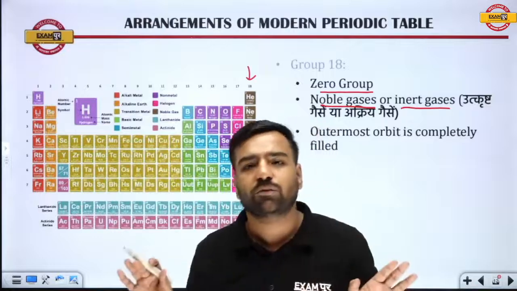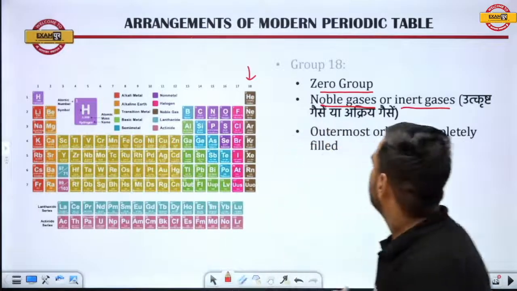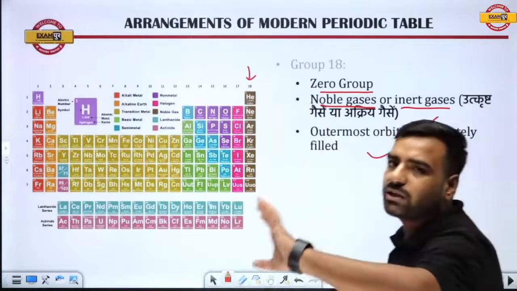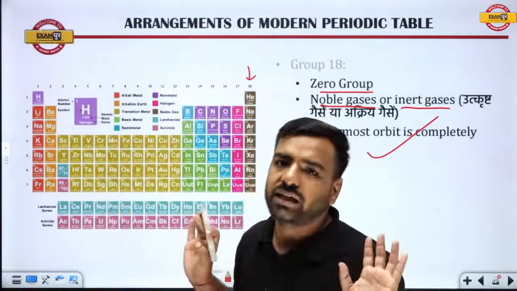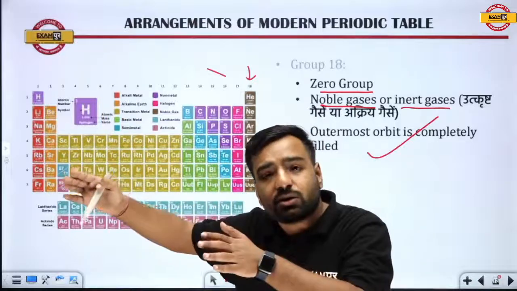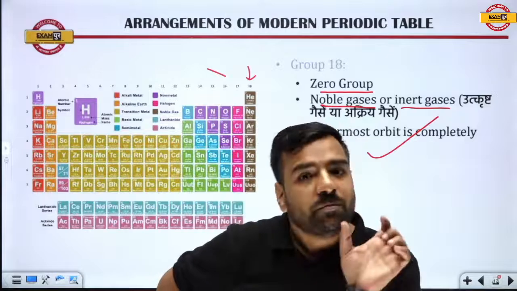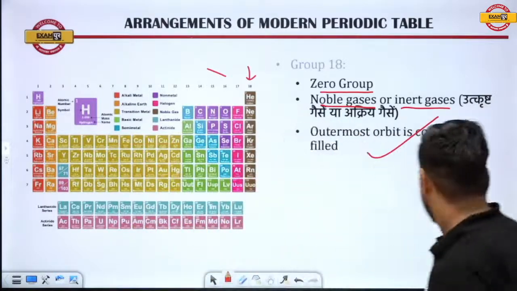That is, they don't want any kind of bonding. Neither do they share electrons nor take electrons. Their outermost orbit is completely filled, so they need not require any kind of bonding. Neither do they want to donate electrons, nor take electrons. But the others either donate electrons or take electrons. Now, what does this mean? This will give you the idea of metals and non-metals. How? I'll tell you about that. Let's wait for a while.